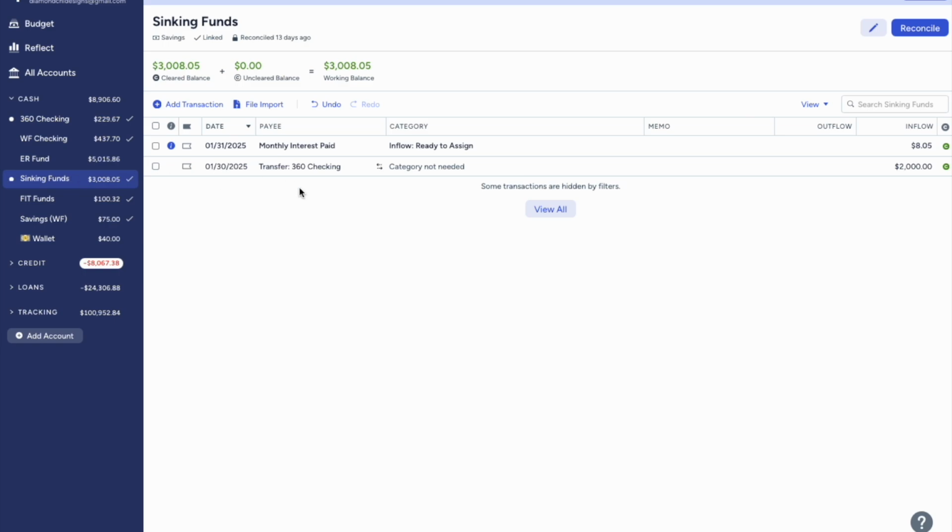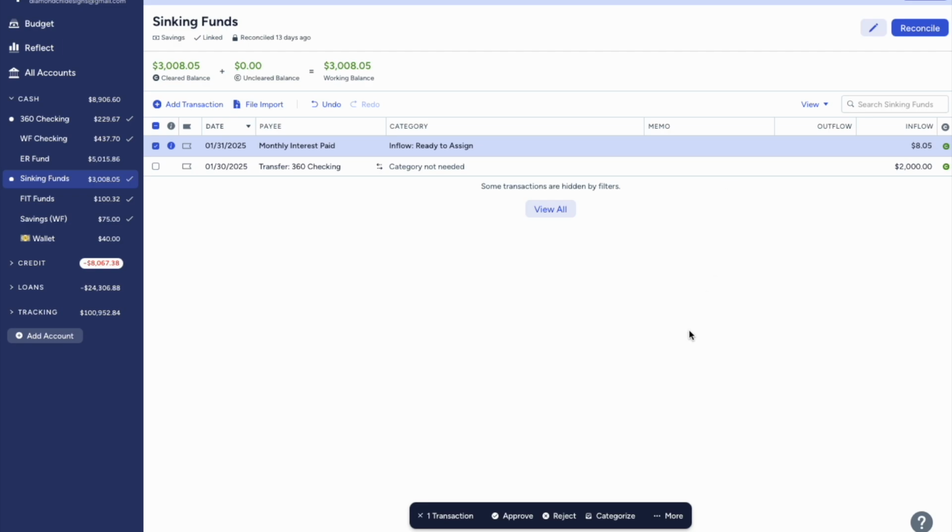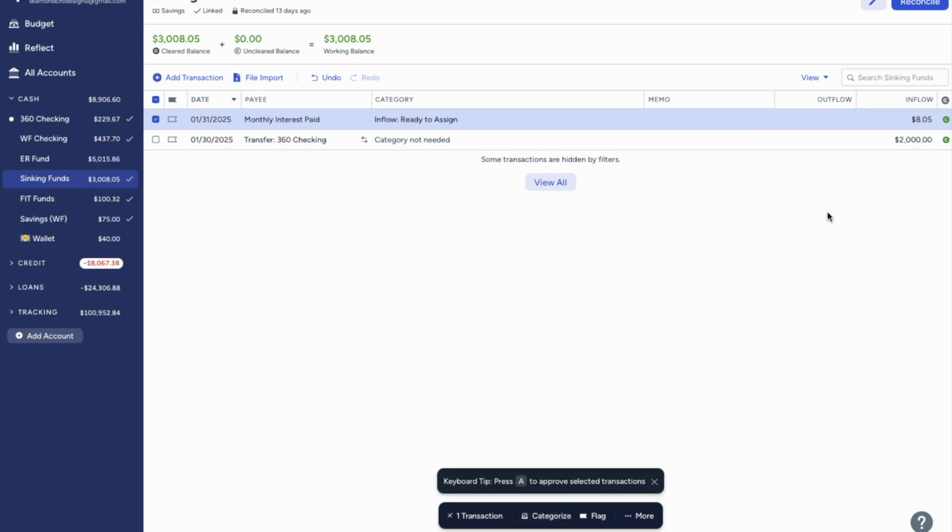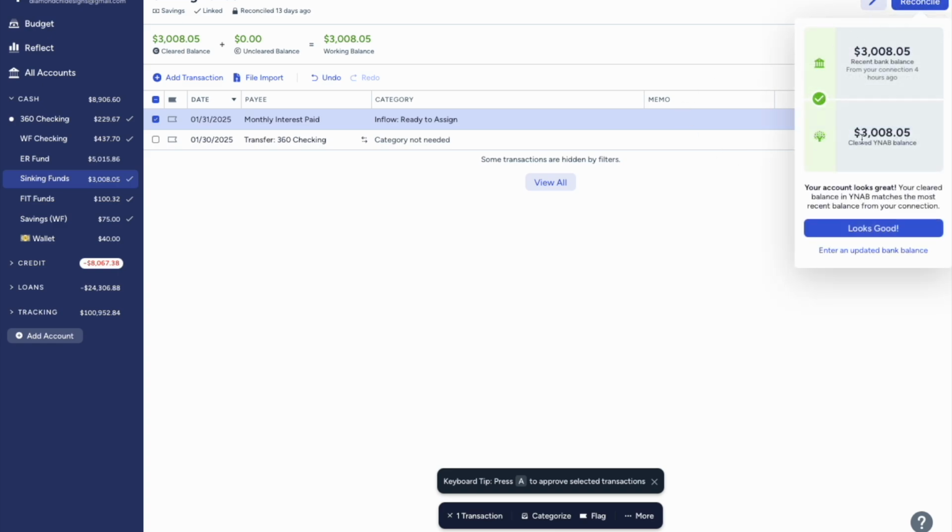I'm going to go over here to sinking funds. For some reason, the interest for this pulled in just fine. So $8.05. I'm going to click on this, approve that transaction. This amount matches my bank balance, so I am going to reconcile that.